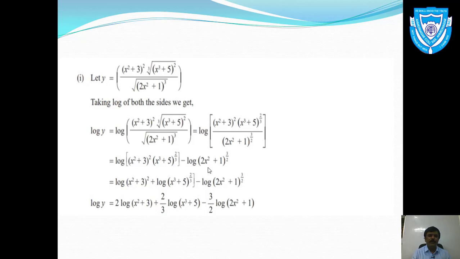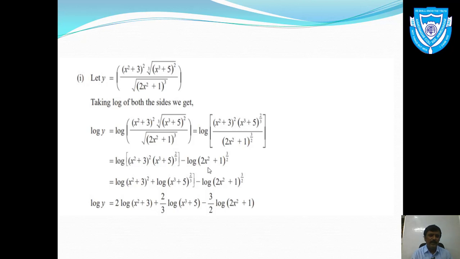Using all the three properties, the first property is log of mn is equal to log m plus log n. The second property is log of m upon n is equal to log m minus log n, and the third property is log of m raised to n is equal to n log m. This is how, using all the three properties of logarithm, we can simplify it more and more until we get a simple function. After using all those properties at the right hand side, we got a simple function.